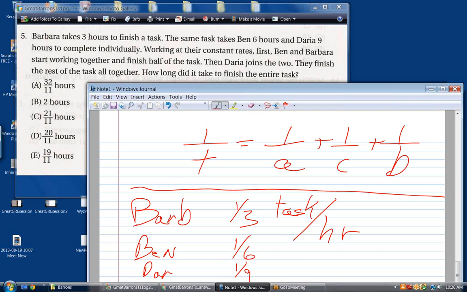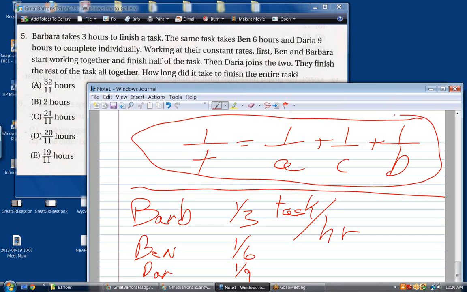Now notice that if they were all working together, we could figure out how much of the task they do in 1 hour. Because Barbara's still going to do her 1/3 of the job, Ben's still going to do his 1/6. So if we added 1/3 plus 1/6 plus 1/9, we get the part of the task that they can do, and that's why this formula works. Because if they can do 1/4 of the task in 1 hour, it's going to take them 4 hours, the reciprocal, to do the whole task.